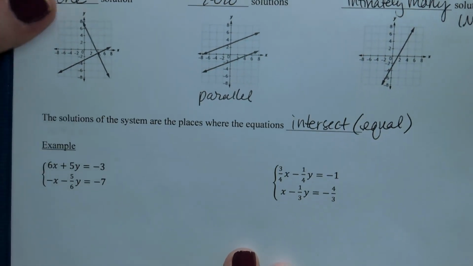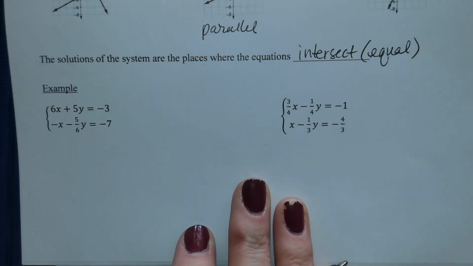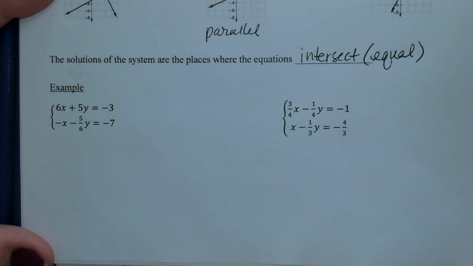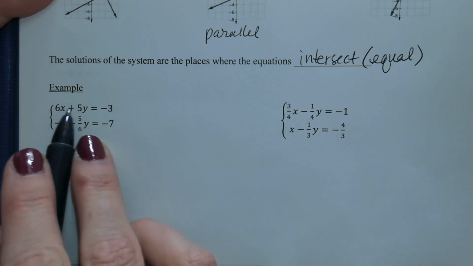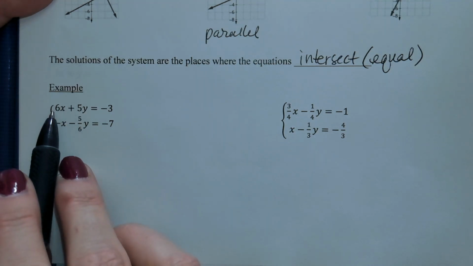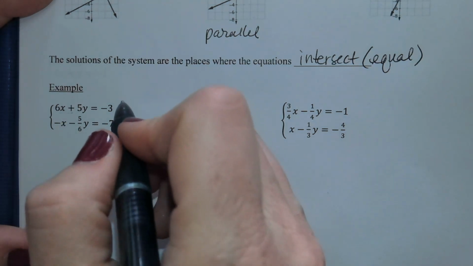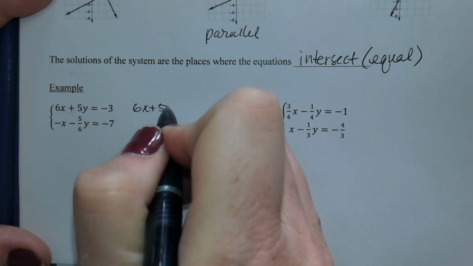So 2 more to go here. Oh, this one looks kind of worse. This one's got a fraction in it. That's kind of yuck. So I'm going to pick the first one instead. I'm just going to solve this for y. It doesn't really matter which one you pick.